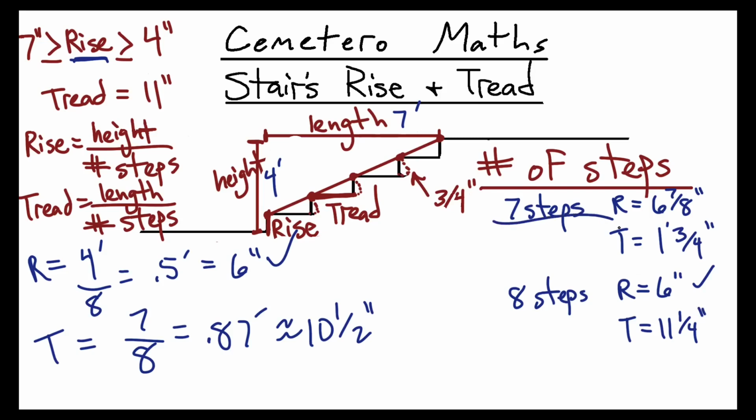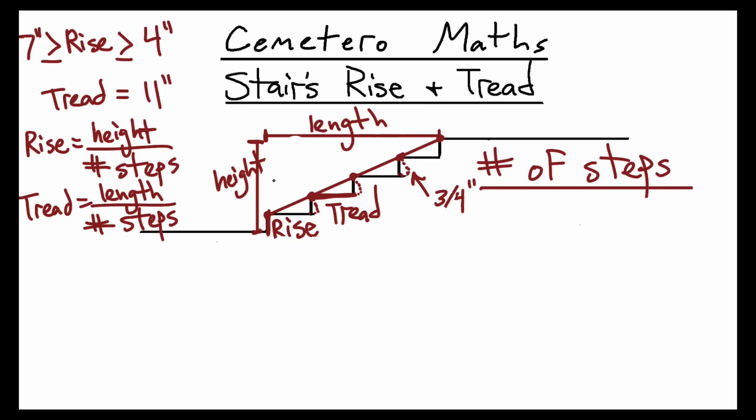I would say, hey, superintendent, we can do 7 steps with a rise of nearly 7 inches and a tread of 3/4 over a foot, or we can go with 8 steps with a rise of 6 inches, no problem, but the tread is going to be a little bit short of that 1 foot typical. And maybe they'll want to do one or the other, or maybe they want it to be better and demo will be involved. Well, let's say we have a height of 6 feet and a length of say 10 feet.